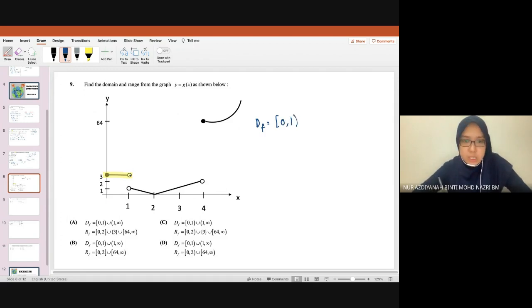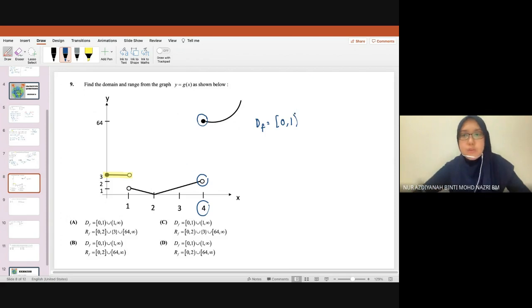0 until 1. Lepas tu dekat 1 ni, okay, 1 tak termasuk kan. Kita both macam ni lah. Lepas tu kita proceed sampai nilai 4. Okay, but then at this value of 4, dia happen ada nilai yang tak termasuk dan nilai yang termasuk. So remember kalau this happens at the same point, satu nilai included, satu nilai not included, kita akan consider dia sebagai included lah value.